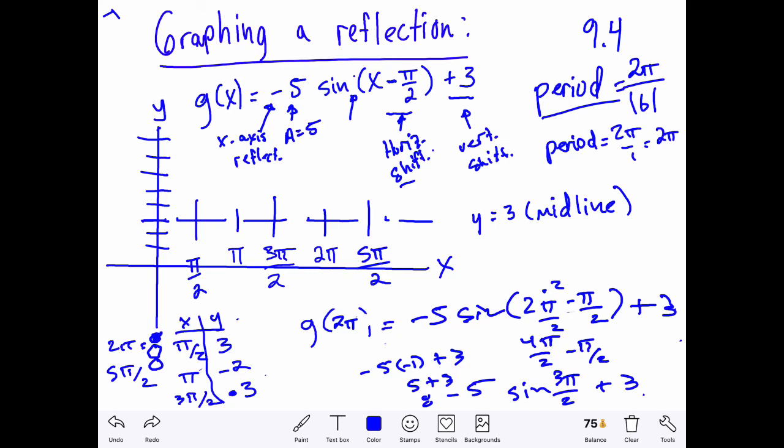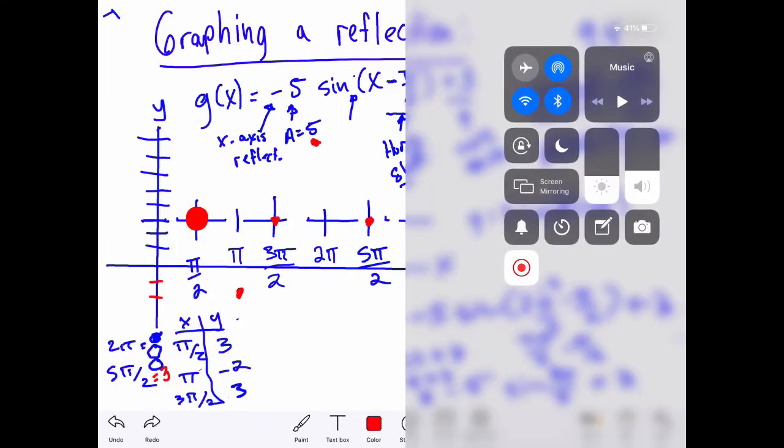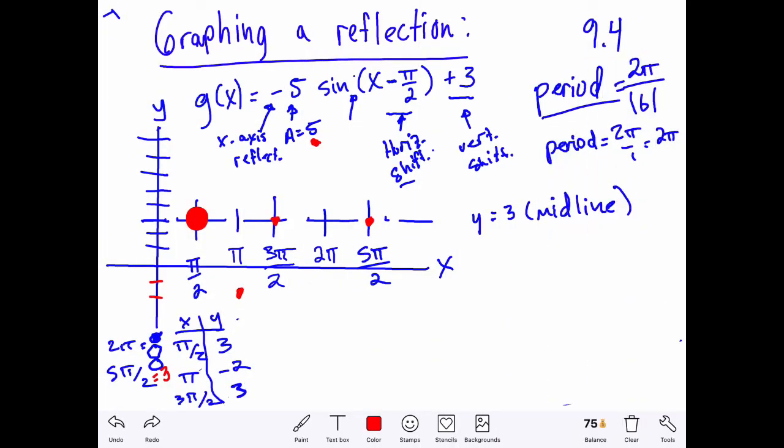Okay, and of course we'd evaluate our last point. So when I evaluated that last location, 5 pi halves, I came out with the value of 3. Okay, and then I went ahead and plotted all my points. Let's now draw the shape. And sorry, that should go right through there.